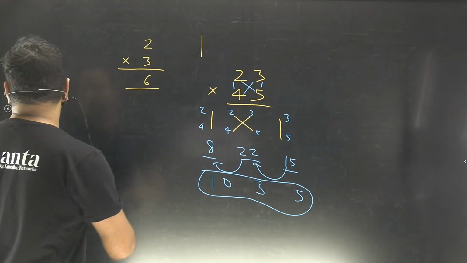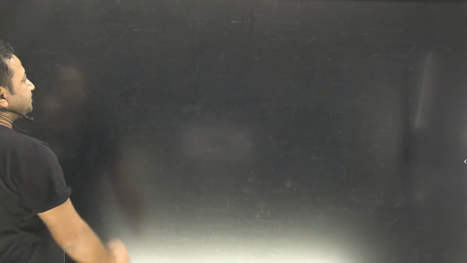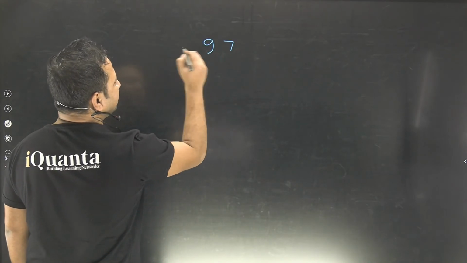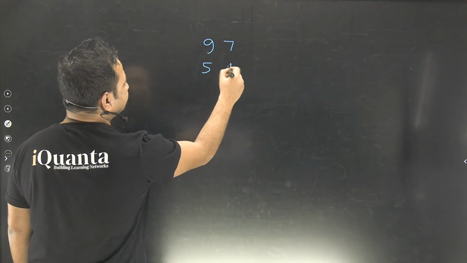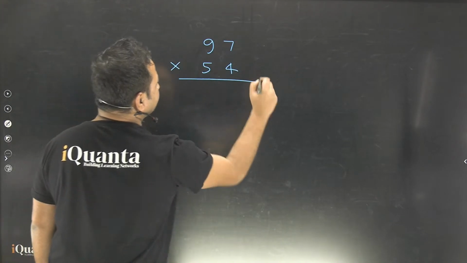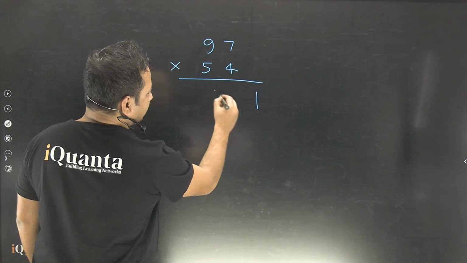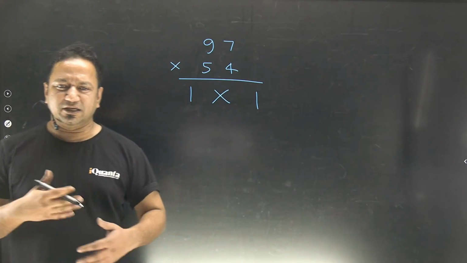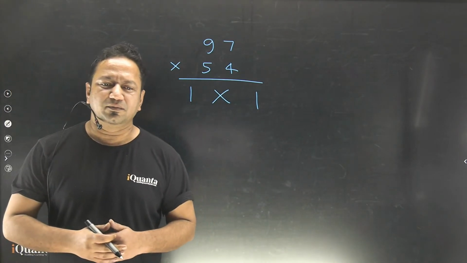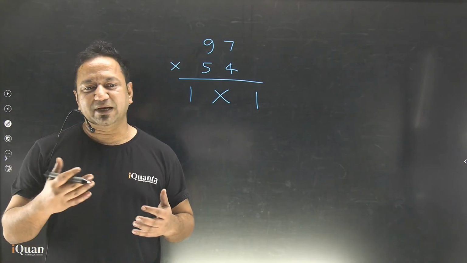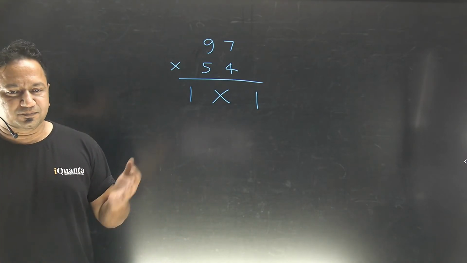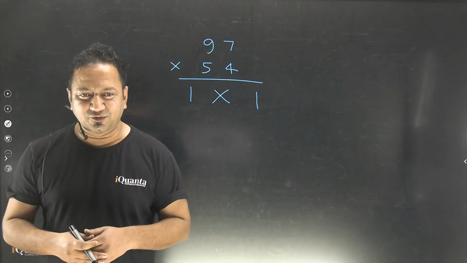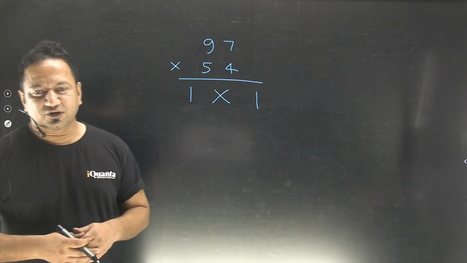I am taking one more example. Let's say the numbers are 97 and 54. Look at this. So when we are practicing, we are drawing these symbols slowly, but afterwards, when we practice a lot, this will be very much equivalent to breathing, so you won't require much thought to do this.